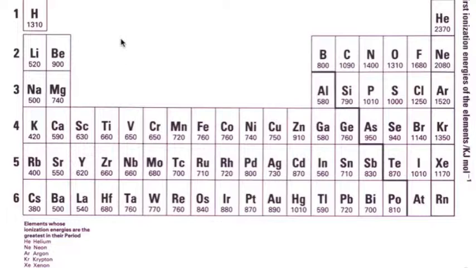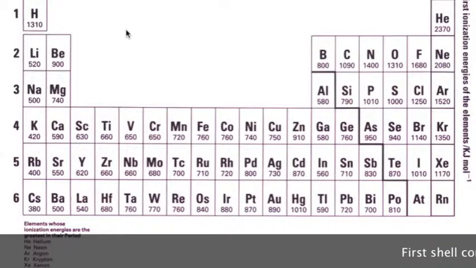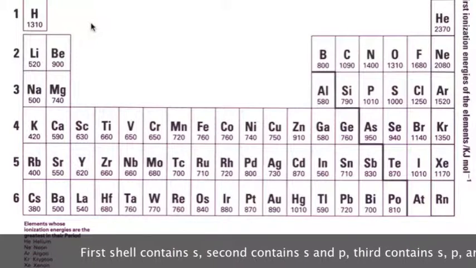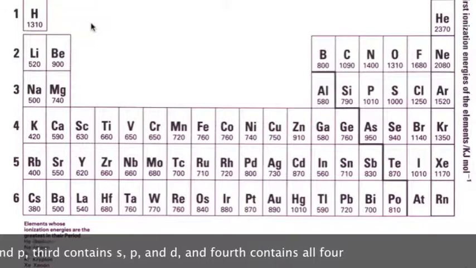Within the shells, electrons exist in different subshells. There are 4 possible subshells: S, P, D, and F. The S subshell can hold 2 electrons, 2 per orbital. P can hold 6, D 10, and F 14. In addition, the first shell contains only the S subshell, the second shell contains only the S and P subshells, the third shell contains S, P, and D, and the fourth contains all 4.